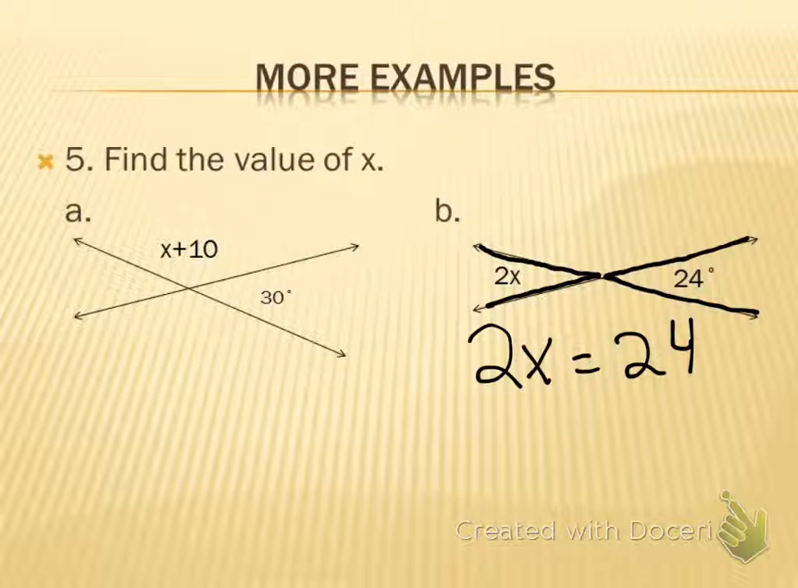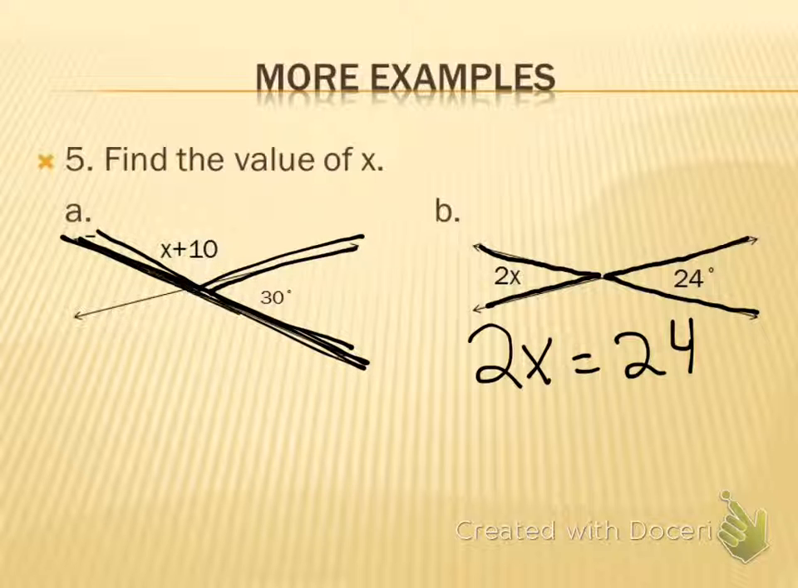No, if you trace them, you would get two V's, but they would be sharing one side. So they're definitely not vertical. But look here, what do they form? A line. When they form a line, they add to 180. So you can do the two angles added together equal to 180.